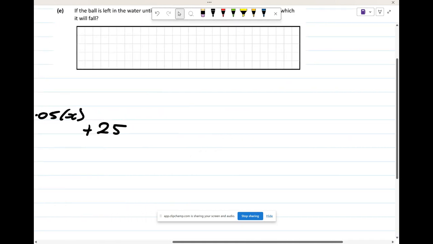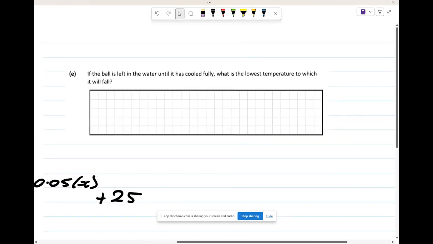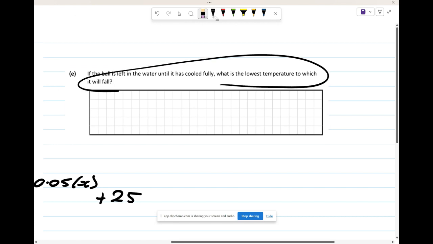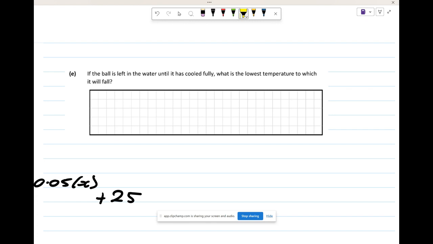Okay, and so the very last question I gave you was, if the ball is left in the water until it is fully cooled, what is the lowest temperature to which it will fall? So things to highlight here is the ball is left in the water. So if you think about it, at what time x is the ball left in the water? If we put the ball in at time 0 and we leave it there, what is the time? So the time when we leave it in there is going to be infinity, because we're leaving it in there forever. And we want to see how low the temperature goes.